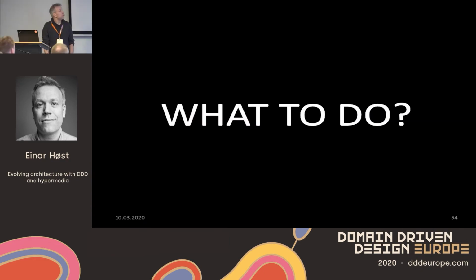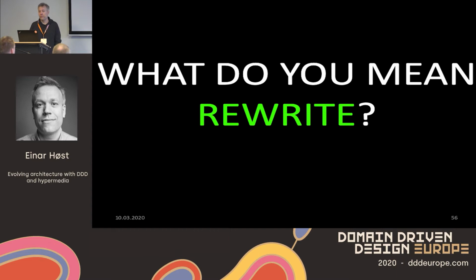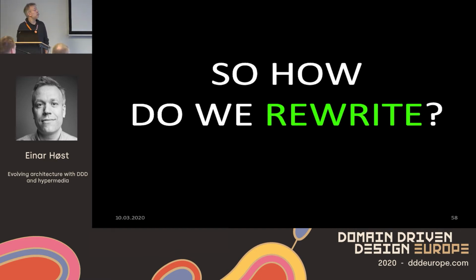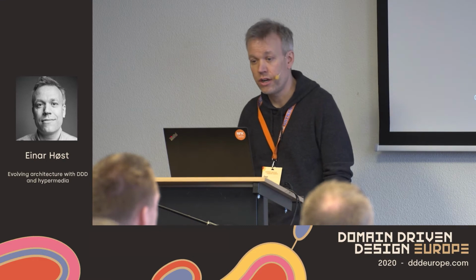So what do you do then in this situation? Should we rewrite our API? What do you mean rewrite? We have 500,000 users every day, right? We can't rewrite this thing. And also, the competition is not going to stop for like 3 years and then we're all going to rewrite things. So we can't rewrite. So how do we rewrite? We must evolve into whatever rewriting we want to achieve, right?